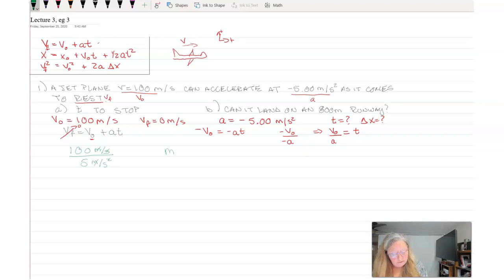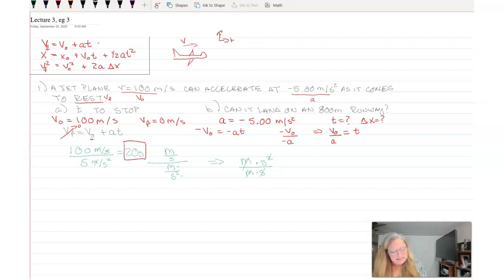I have meters over seconds divided by meters over seconds squared. So remember, with fractions, the top is going to stay underneath the fraction line. The seconds is going to pop up top over here. So I can rewrite this as meters times seconds squared divided by meters times seconds. It cancels. And that cancels. So I do indeed have units of seconds, so I'm good. So 100 divided by 5 is 20 seconds is how long it takes. Let's put a box around that.